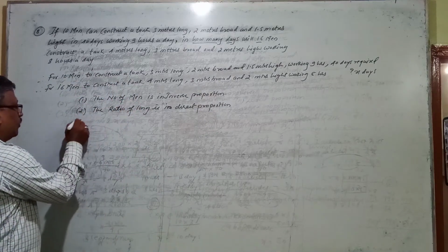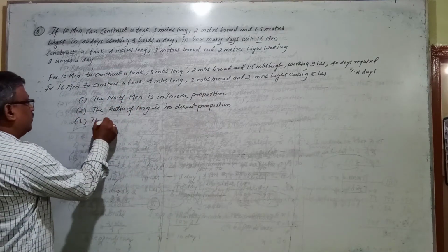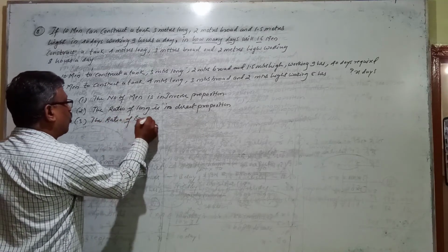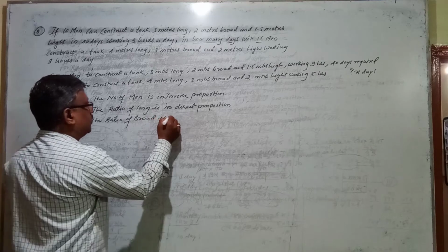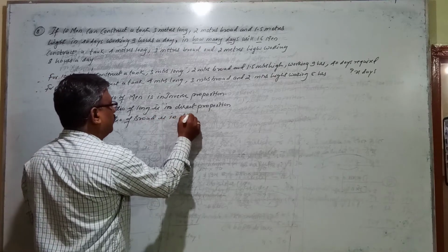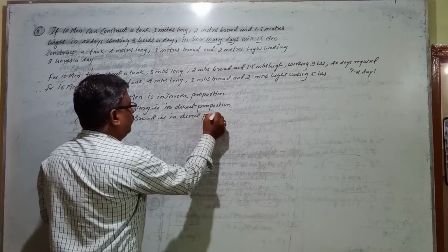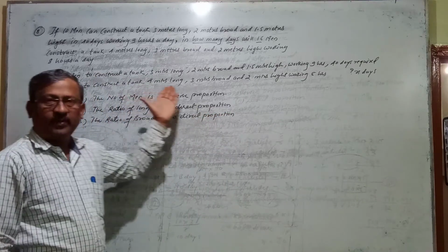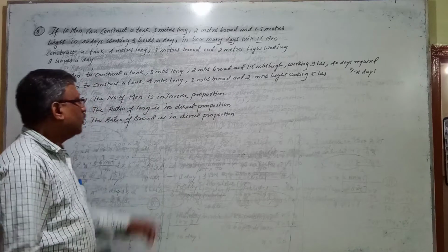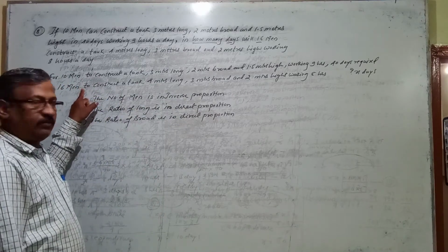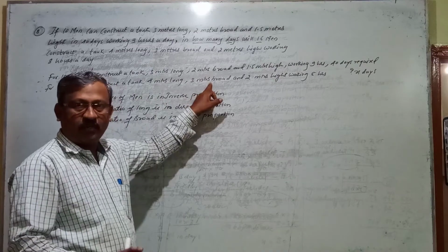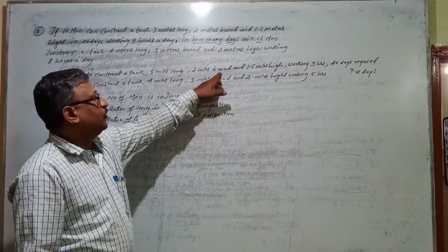So put number 3 and write: the ratio of broadness is in direct proportion. I hope it is understandable to you. So the first ratio is in inverse, the second ratio is in direct, and the third ratio is also in direct. So we have compared the ratio of broadness.